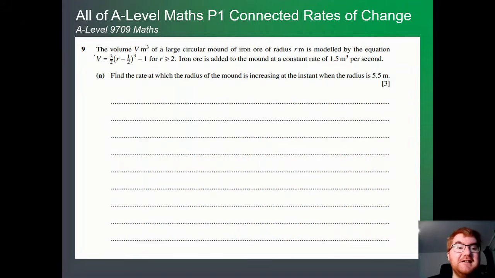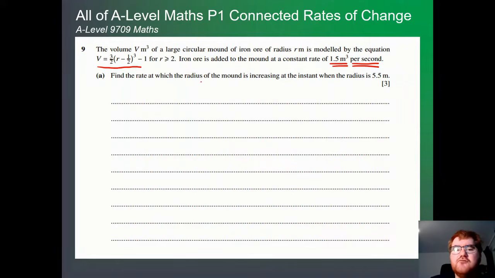Right, let's get started. So we have the volume of a large circular mound of iron ore, radius r meters, is modelled by the equation here, for r greater than or equal to 2. And iron ore is added to the mound at a constant rate of 1.5 cubic meters per second. Notice units are really important, just like physics here, because that's going to help us construct our differential equations.